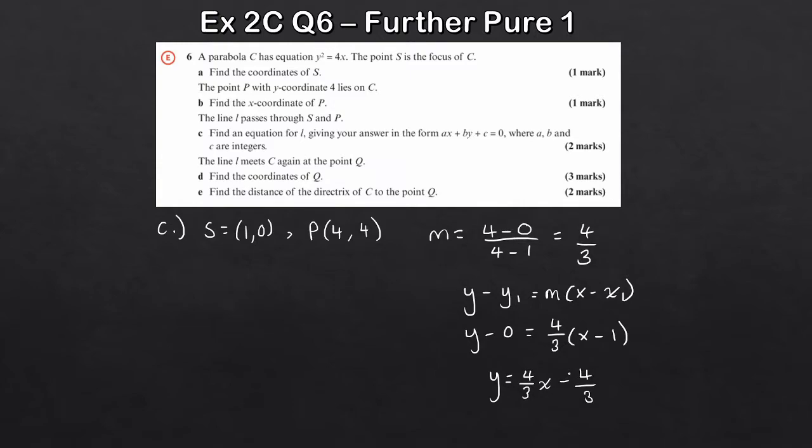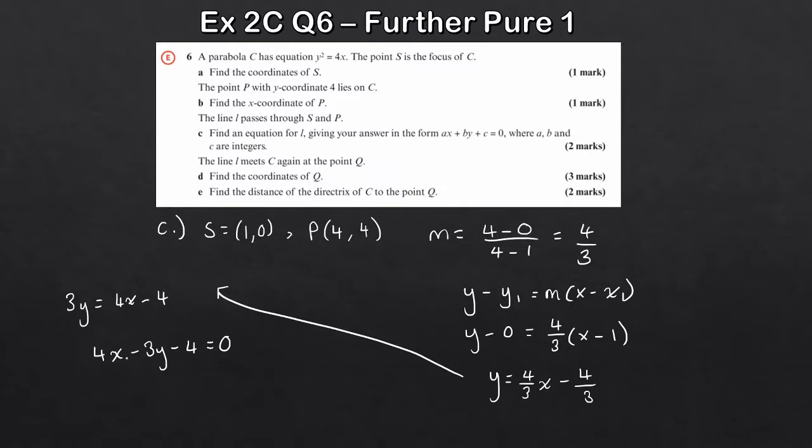Now they want it in the form ax plus by plus c equals 0. The other little point to be careful of is that they want a, b and c to be integers. So what we're going to do here is times through by this 3 to get rid of my denominators. That gives us 3y is equal to 4x minus 4. And then finally, they want it in the form ax plus by plus c equals 0. So if I take this 3y across here, I get 4x minus 3y minus 4 equals 0. And there we have it. That is the final answer there.